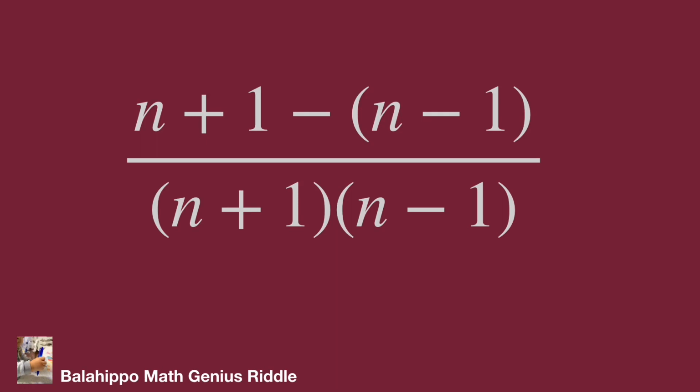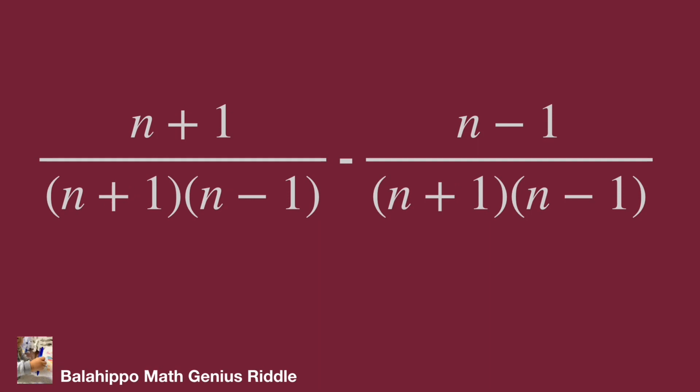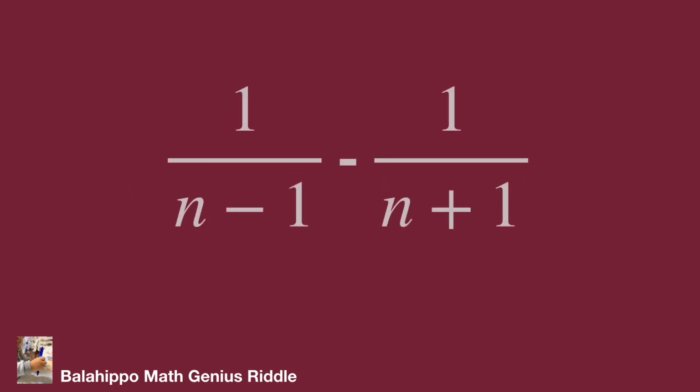Therefore, the fraction becomes two items: n plus 1 over quantity n plus 1 multiplied by quantity n minus 1, minus n minus 1 over quantity n plus 1 multiplied by quantity n minus 1. Eliminate n plus 1 in the first fraction and n minus 1 in the second fraction. We get 1 over n minus 1, minus 1 over n plus 1. Now we have one positive fraction and one negative fraction.